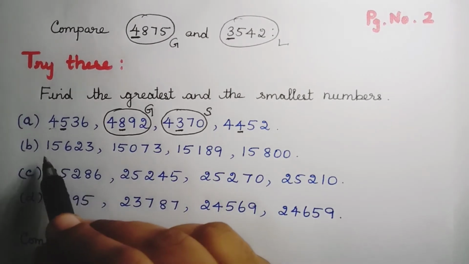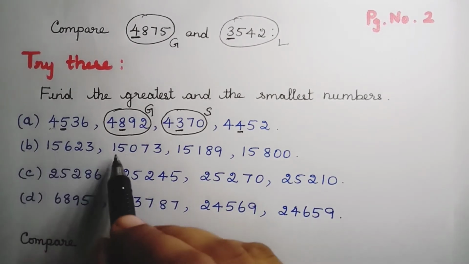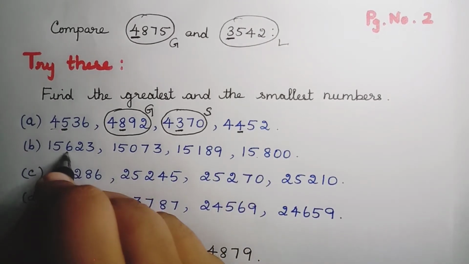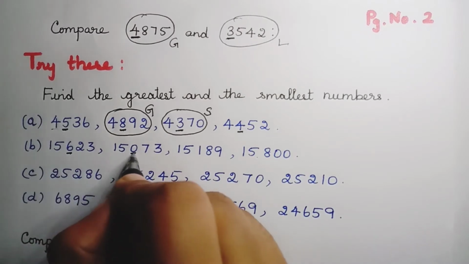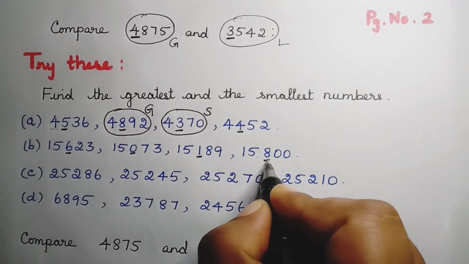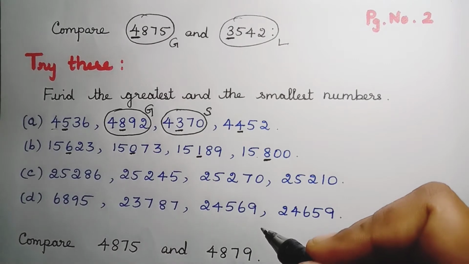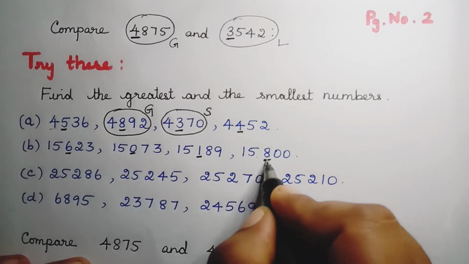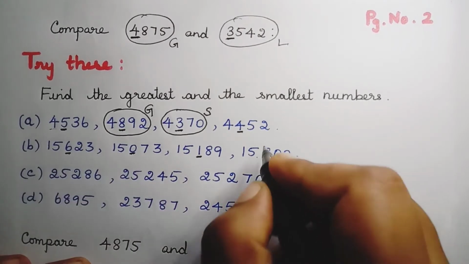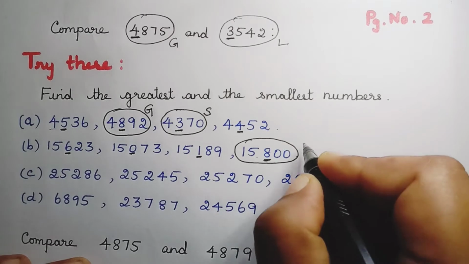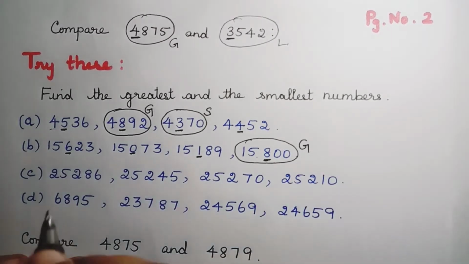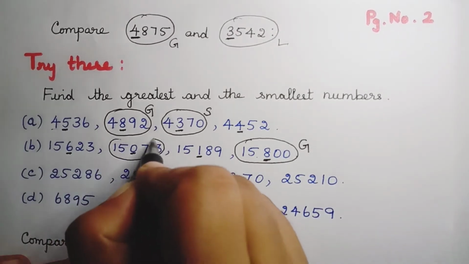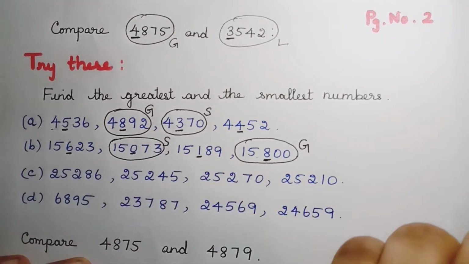So look at this, you have the first two digits as common, 15 15 15 and 15. So ignore those numbers and go for the next digit. Here you have 6 0 1 8. Okay, you have to compare these numbers now. So which is the biggest number here? So 8 is bigger than 1, 0 and 6. So you have 15800. This number will be your greatest number. And which is the smallest here? So 0 is the smallest. So this is your smallest number.